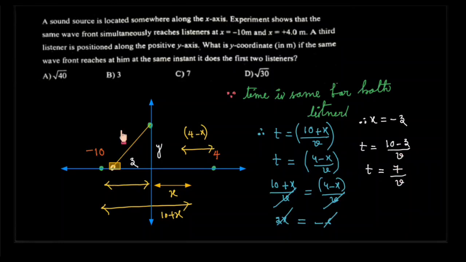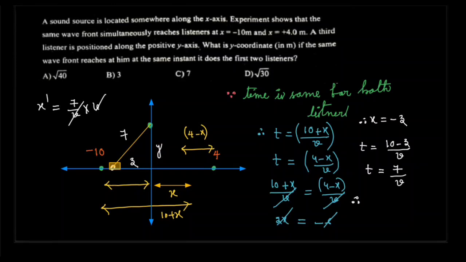Now in this gap, what is the distance traveled in this much time? Therefore you could say the distance is equal to x dash, which can be written using this time and this velocity, right? Distance is equal to velocity into time. Therefore 7 by v into v, the v cancels, and you will get 7, right? Now we could easily do it by Pythagoras theorem.